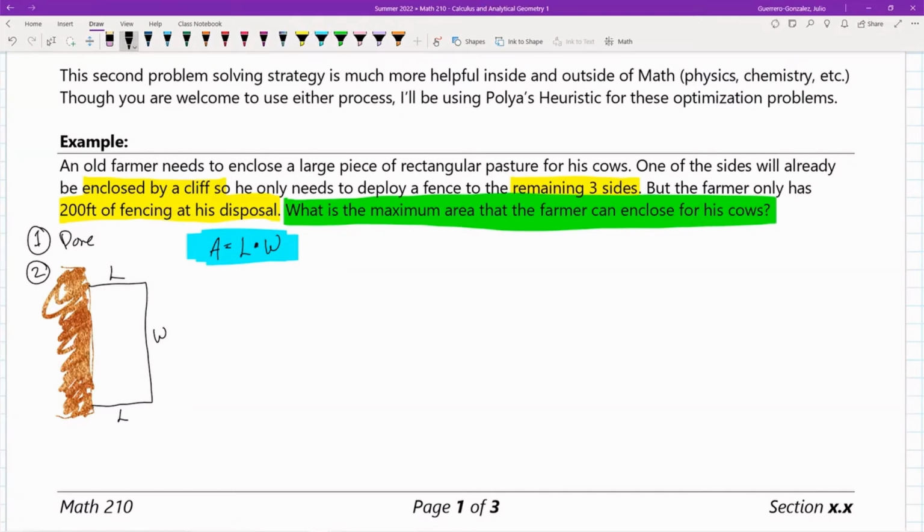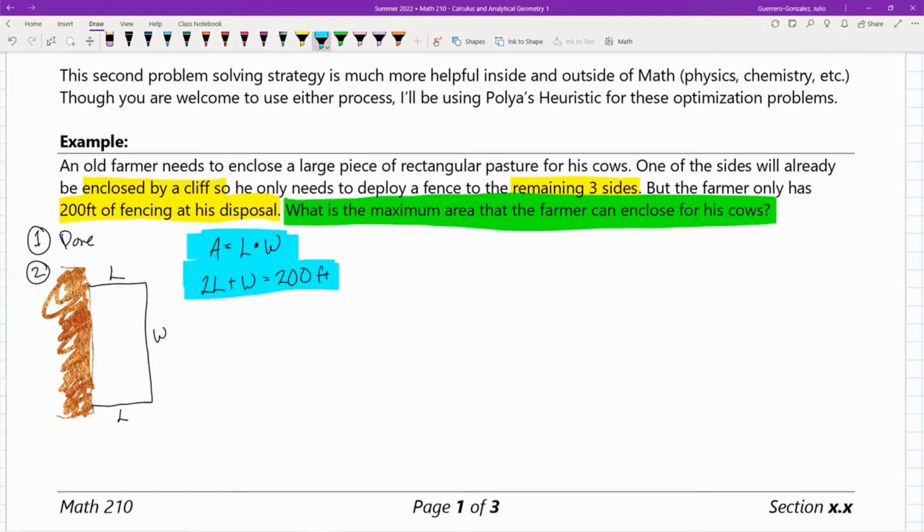I also know that the farmer only has 200 feet of fencing at his disposal. So if I'm looking at my drawing here, that means that my 2 lengths plus my width has to equal 200 feet, right? So this right here, the second equation that I wrote down, is part of my constraint. I'm being constrained by the amount of fencing that I have, okay? So this right here mostly gives us our game plan.